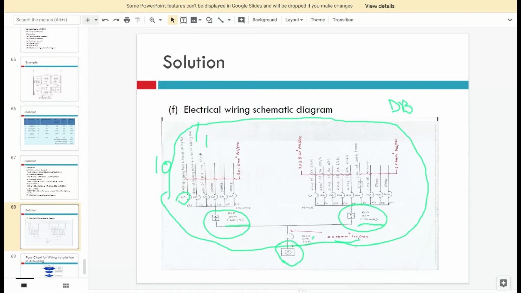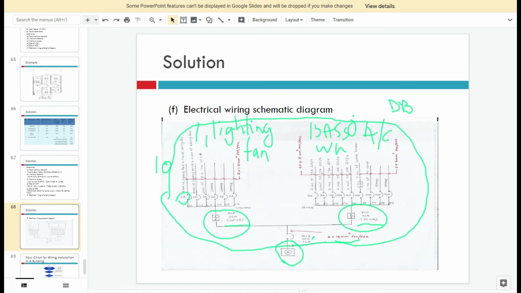And then for the power, for the lighting point, normally we consider lighting and also fan. On the power side, we consider 13 amps SSO. And then water heater, and then air conditioner.